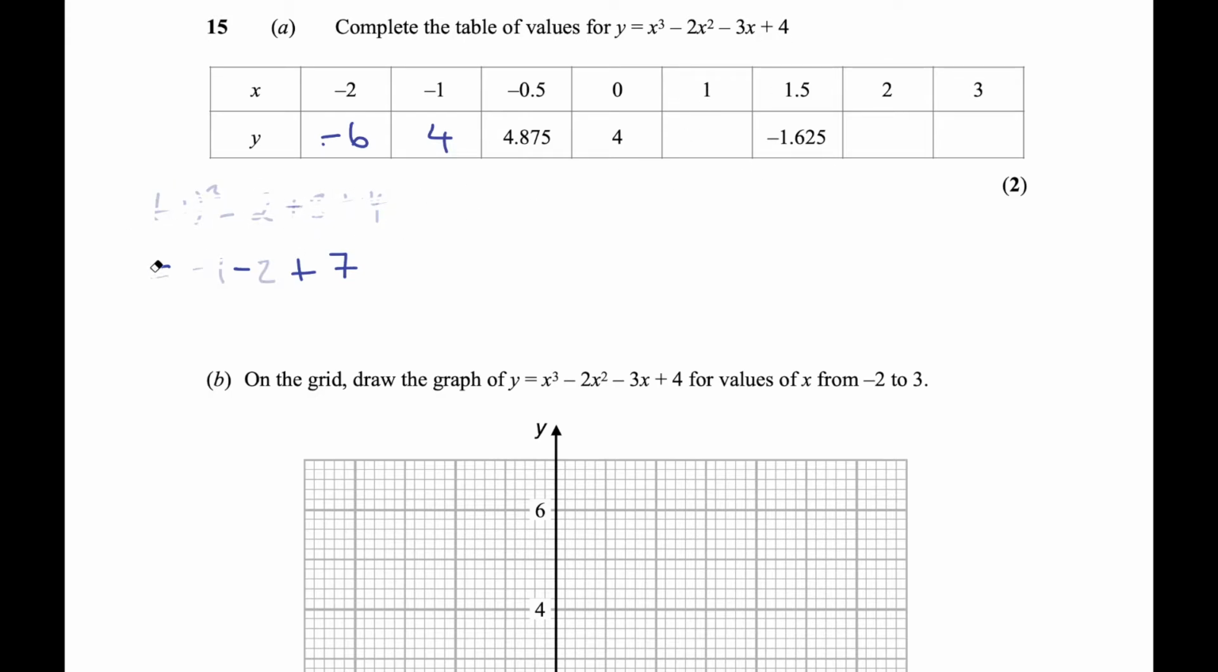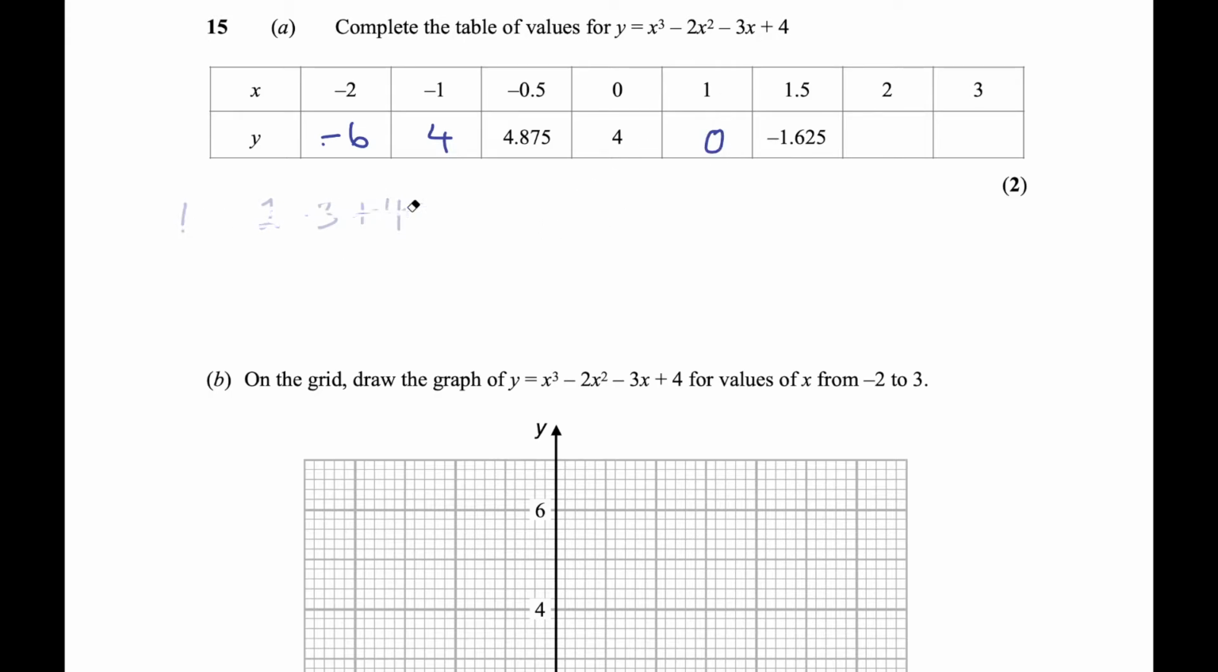Maybe for some of them you don't need to do working out. So if I put 1 in here, actually I'm still going to write it down. So 1 cubed is 1, 1 squared is 1, so that would just be -2, take 3 plus 4. In this case, I've got -1, take 3 is -4 plus 4, so final answer there would be 0.